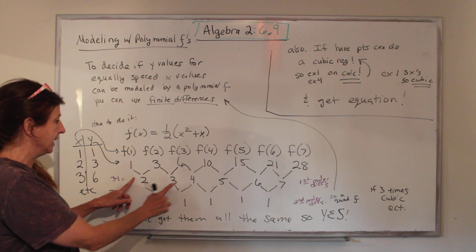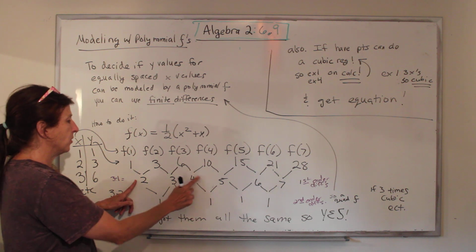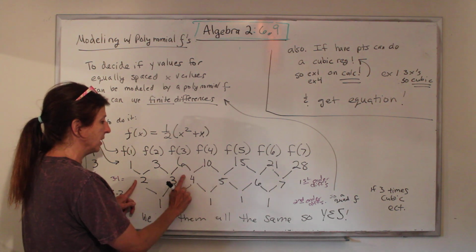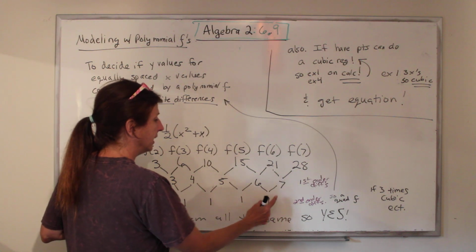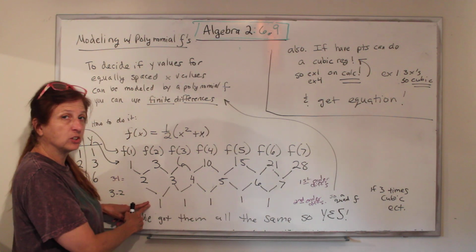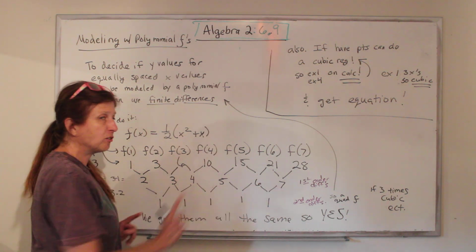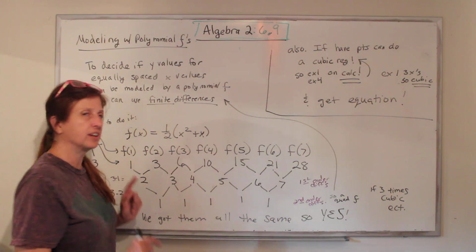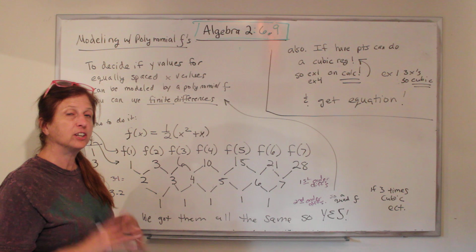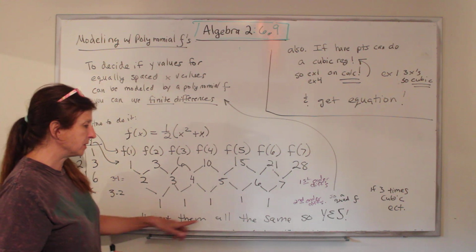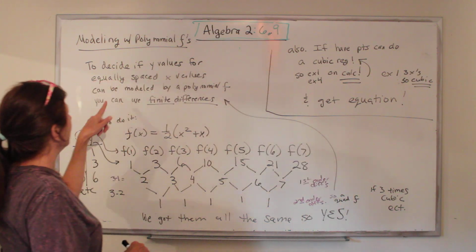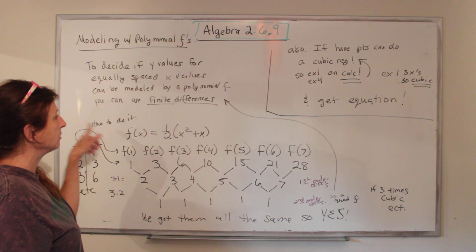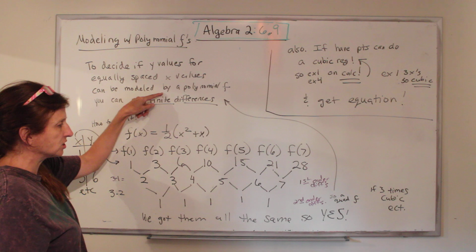Okay, now we do it again. 3 minus 2 is 1. 4 minus 3 is 1. 5 minus 4 is 1. 6 minus 5 is 1. 7 minus 6 is 1. And so they all turned into 1. That's what we're looking for. It doesn't have to be 1, but they all need to turn into the same number, and when they do, we're done. Because we got them all the same number, the answer is yes. Yes, this can be modeled by a polynomial function.